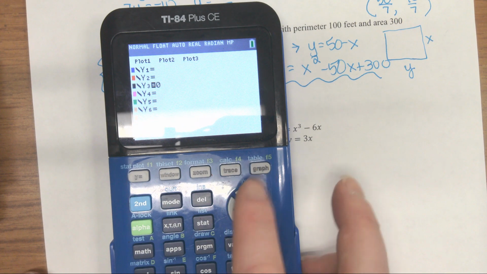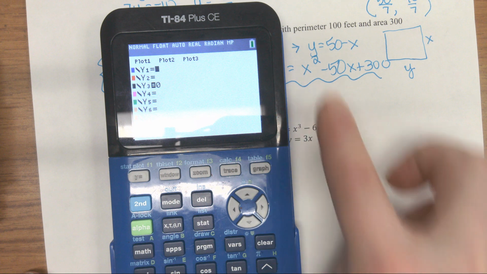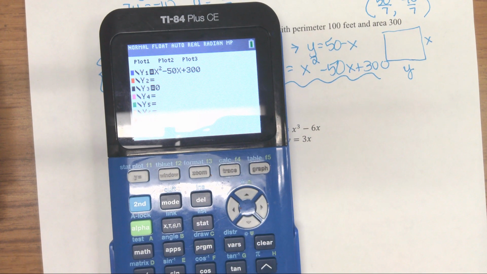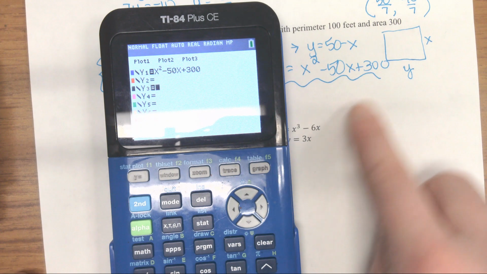All right, so a real easy way to do this is x squared minus 50x plus 300. If I wanted to, you can use the zero function, or you could put in 0 and use the intersect function. 0 is the x-axis. I'm trying to figure out when this equals 0.